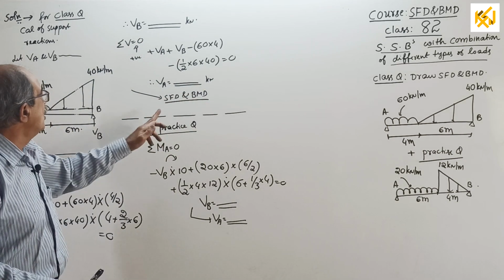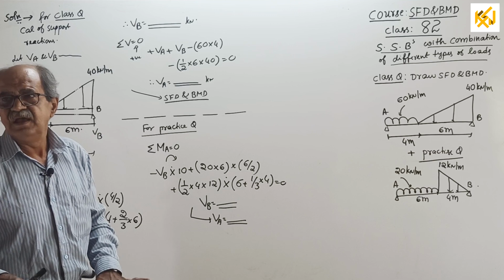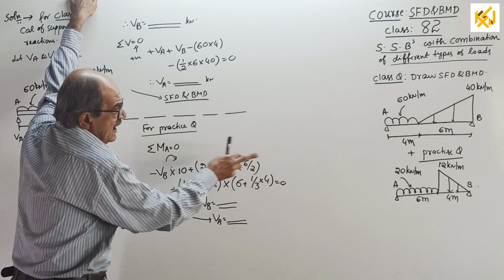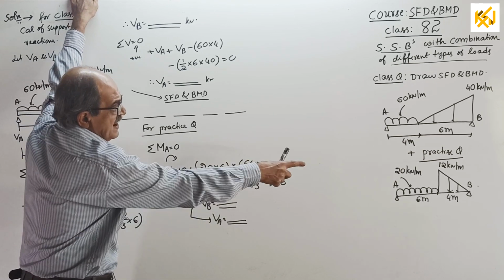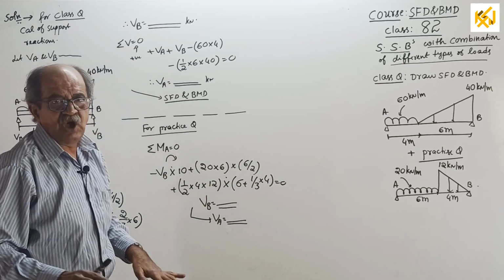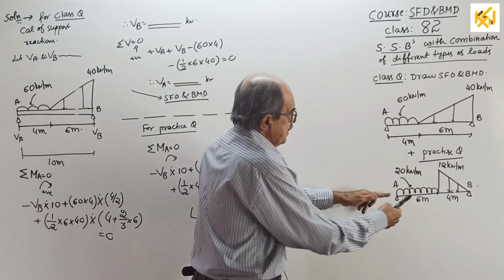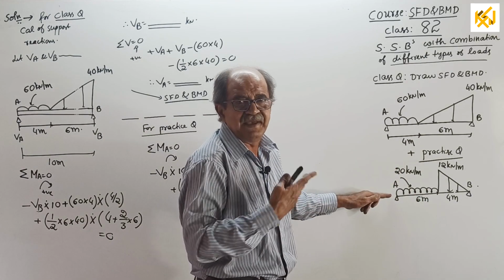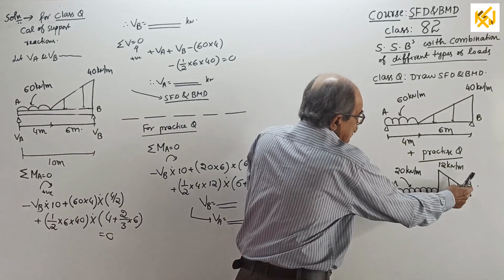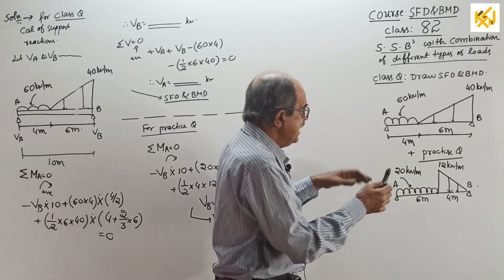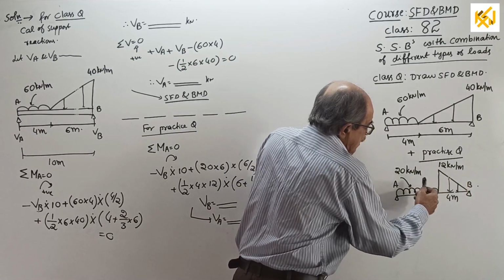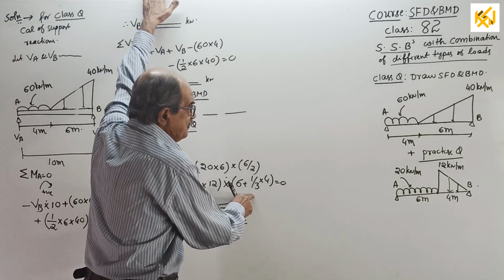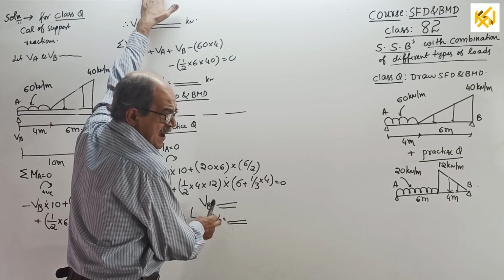Now I will go for SFD and BMD for the class question. Later, for the practice question, you have to do it the same way. The only change is that you write the beam here, write the reactions, and all that. Then, minus VB into 10 plus 20 into 6 into 6 by 2. Same as the earlier question, half into 4 into 12 is the total load, and the resultant will pass this side now, at 6 plus not 2/3 but 1/3 of 4. I have written here 1/3 of 4, equal to 0. You get the VB and VA values.